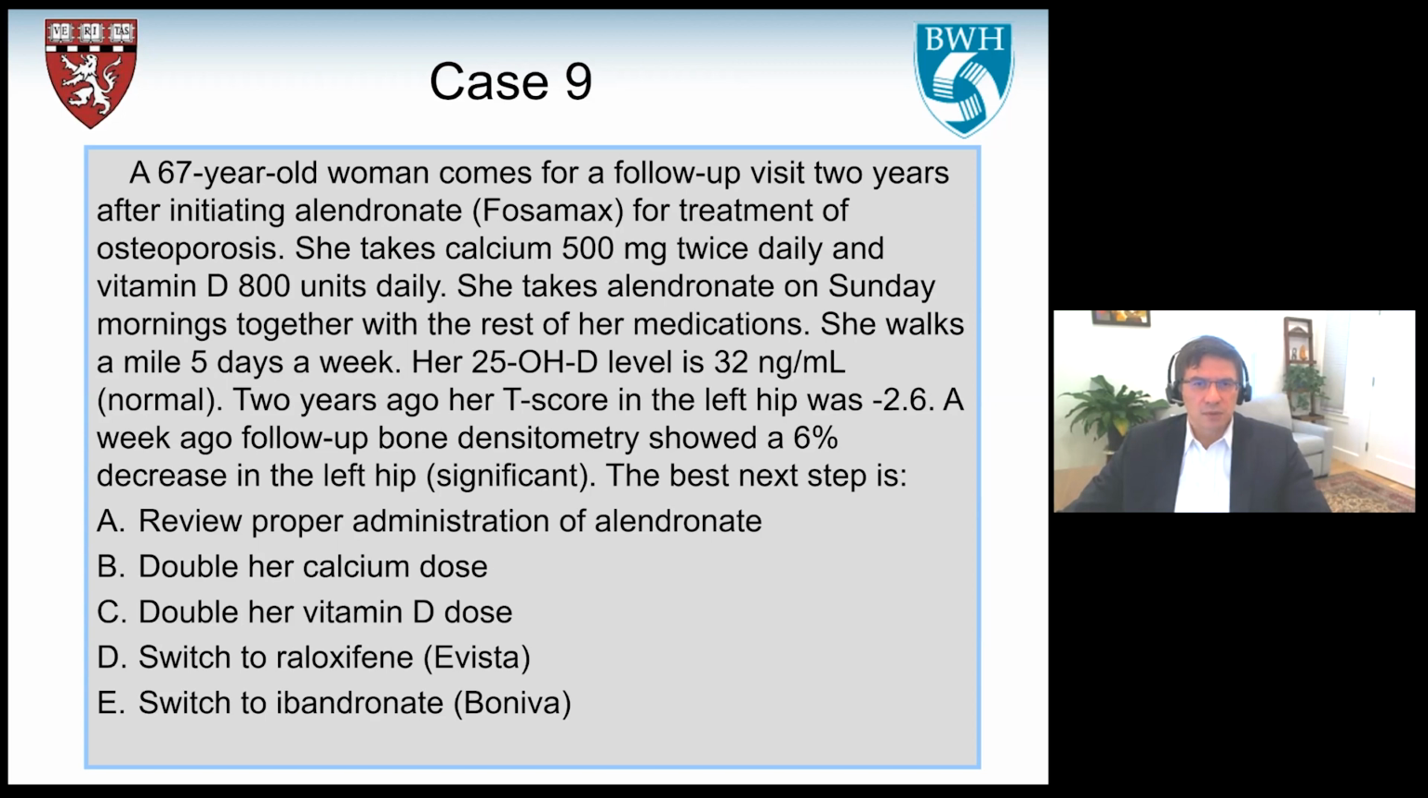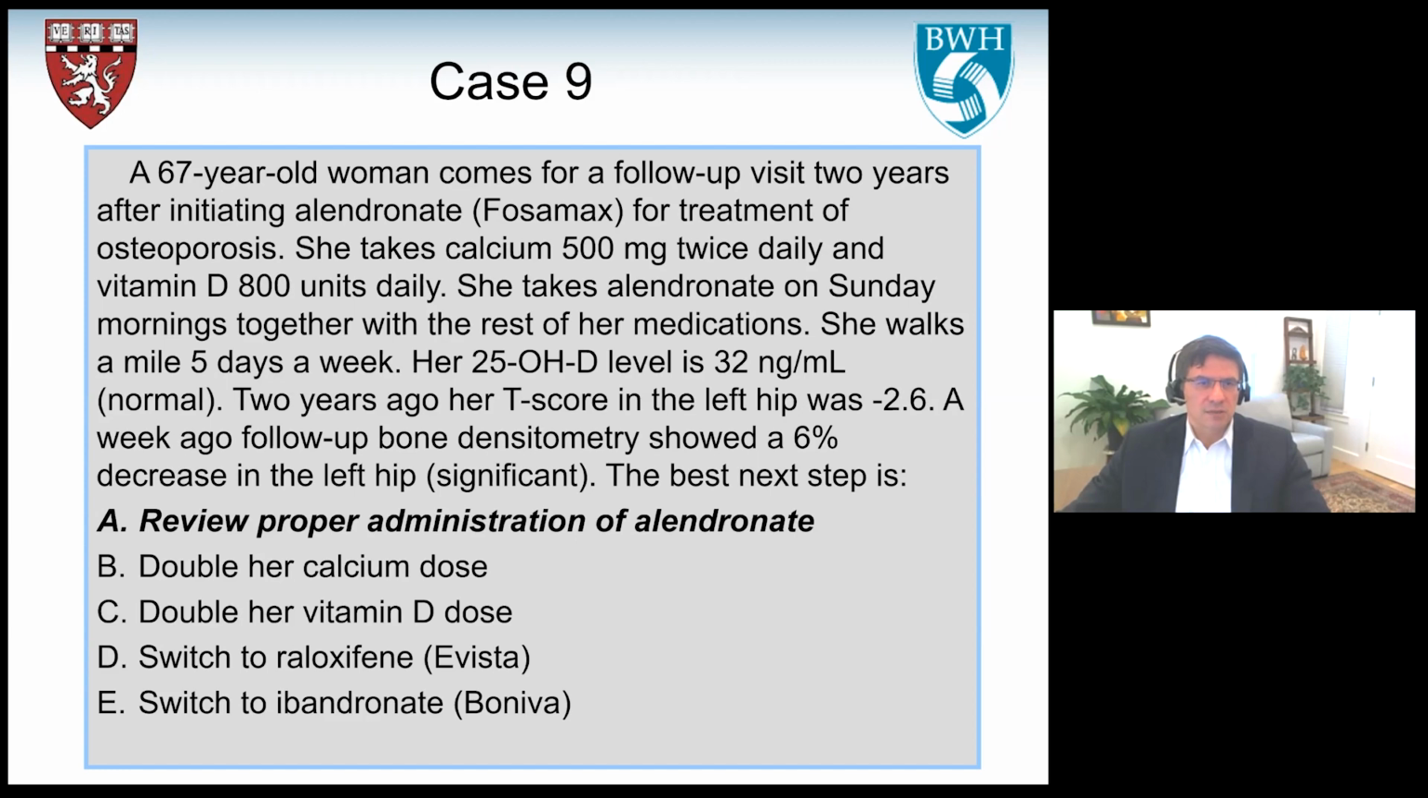2 years ago, her T-score on the left hip was minus 2.6. A week ago, follow-up bone densitometry showed a 6% decrease in the left hip, which was significant. The best next step is A, review proper administration of alendronate, B, double her calcium dose, C, double her vitamin D dose, D, switch to raloxifene or Evista, or E, switch to ibandronate or Boniva.